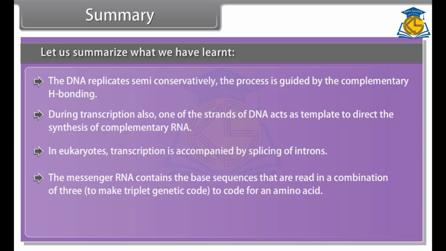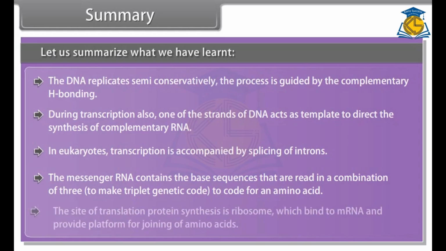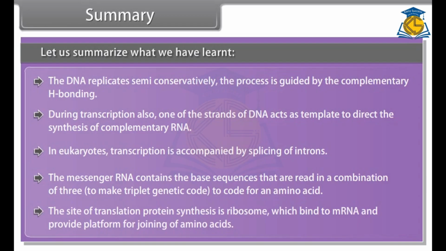The messenger RNA contains the base sequences that are read in a combination of 3 to make the triplet genetic code to code for an amino acid. The site of translation, protein synthesis, is the ribosome, which binds to mRNA and provides a platform for joining of amino acids.